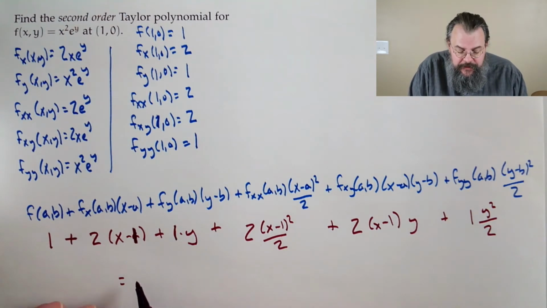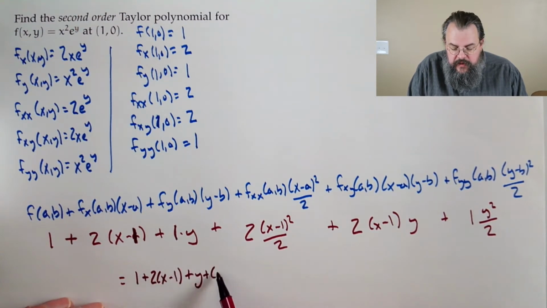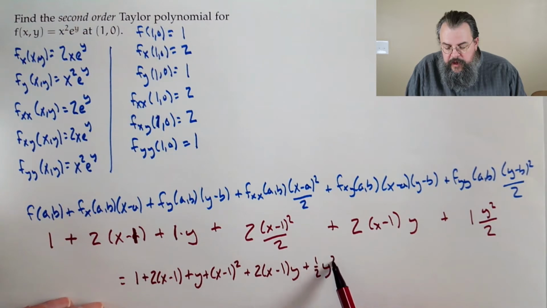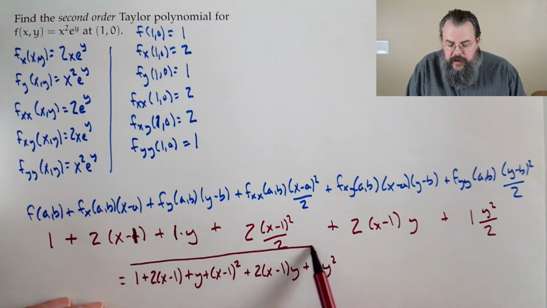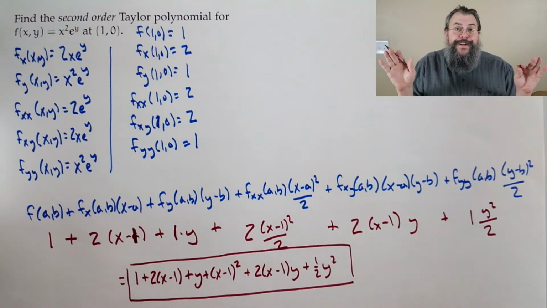So, what do we have? We have 1 plus 2 times (x minus 1) plus y plus (x minus 1) squared plus 2 times (x minus 1) times y plus a half y squared. And there we go. Done.